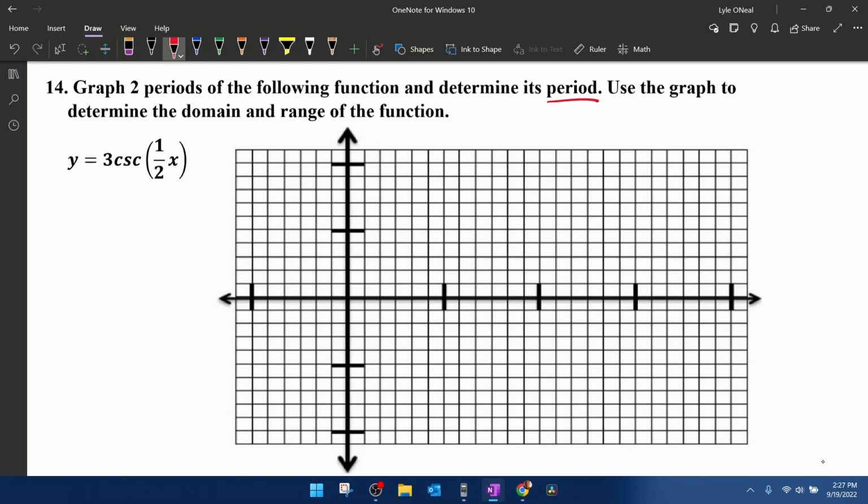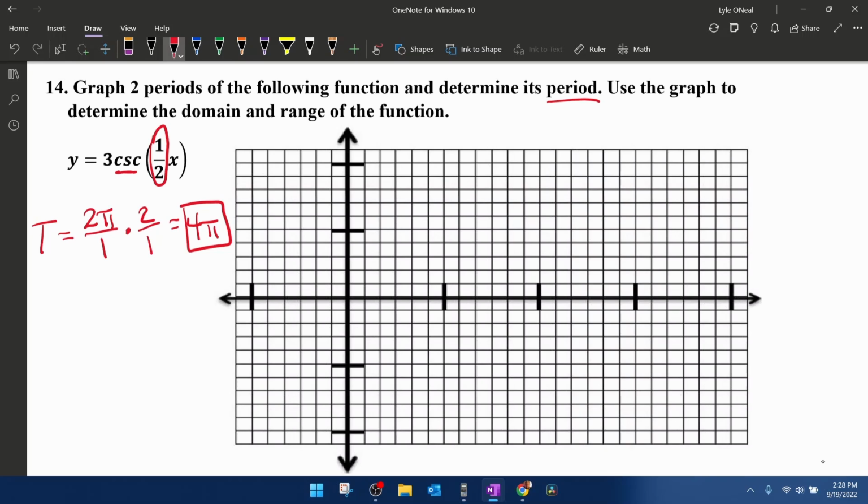All right, well, to find the period of secant or cosecant, that is the same as the period formula for sine and cosine. That is 2 pi over b. B in this case is a half. So 2 pi over a half is the same as 2 pi times the reciprocal, and that's going to give us 4 pi. So our wavelength, our period, is 4 pi, although the cosecant and secant don't make a wave.